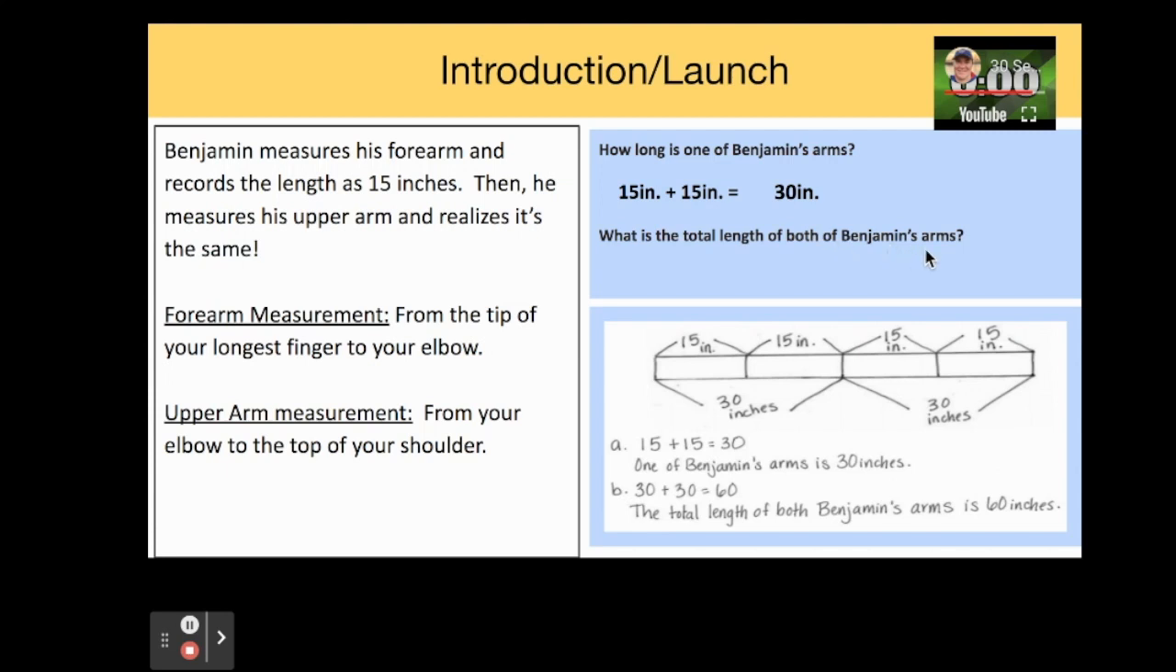Let's analyze the work of this student below. So this student also drew a tape diagram, and each one of these parts is 15 inches, the 4 rectangles, but they join 2 and 2 together to make 30 inches plus 30 inches. And then at the bottom, they wrote the total length of both Benjamin's arms is 60 inches.